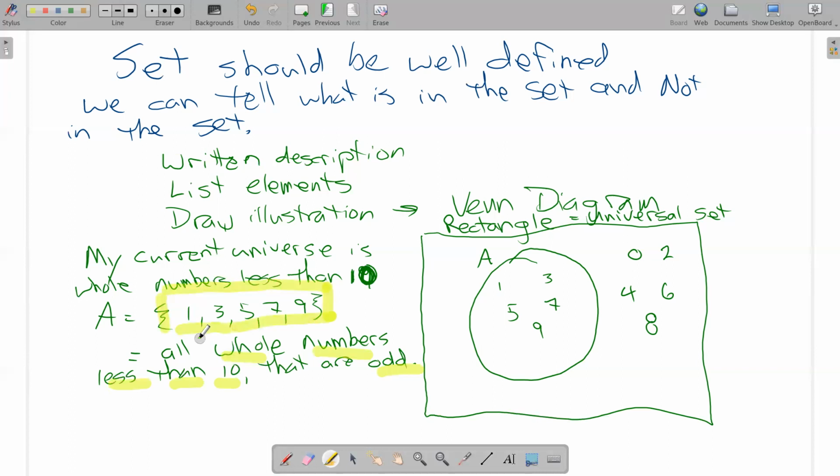So a set is well defined in a couple of ways. One, we write out a description of it that makes it clear what is in the set and what is not. Or two, we just list the elements and say, hey, that's it. These are the things in the set. If it's not there, it's not in the set, and that's okay. So we have a list, we have a description, and we can try to draw a picture of it.